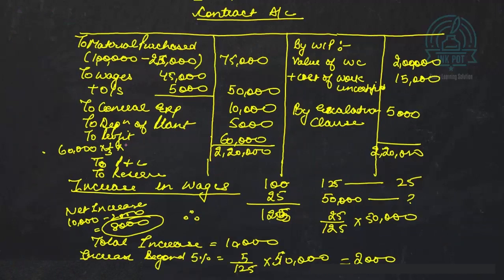One-third into 75%. So this comes out to be 60,000 divided by 3 into 75%. So that is 15,000. So 15,000 will be transferred to P&L account and the rest 45,000 will be kept as reserve. This is the answer.